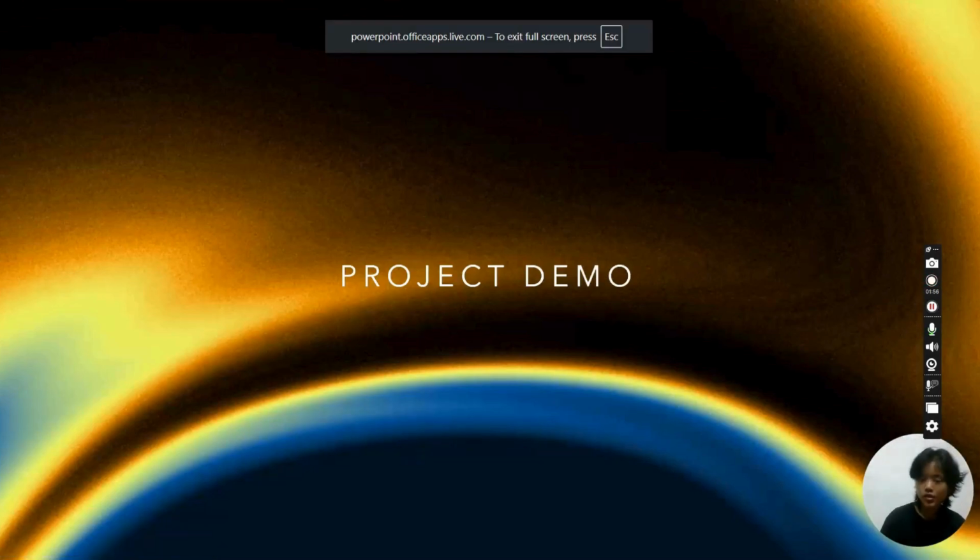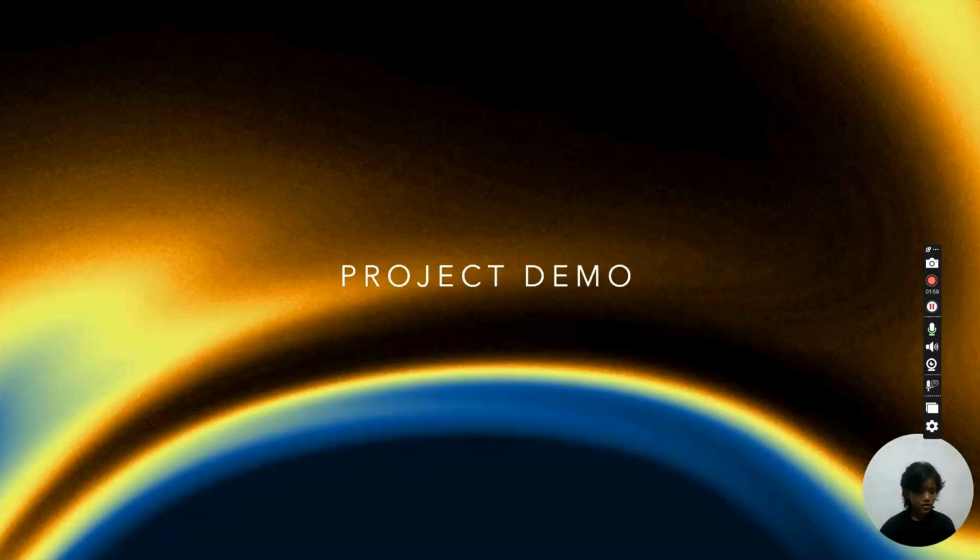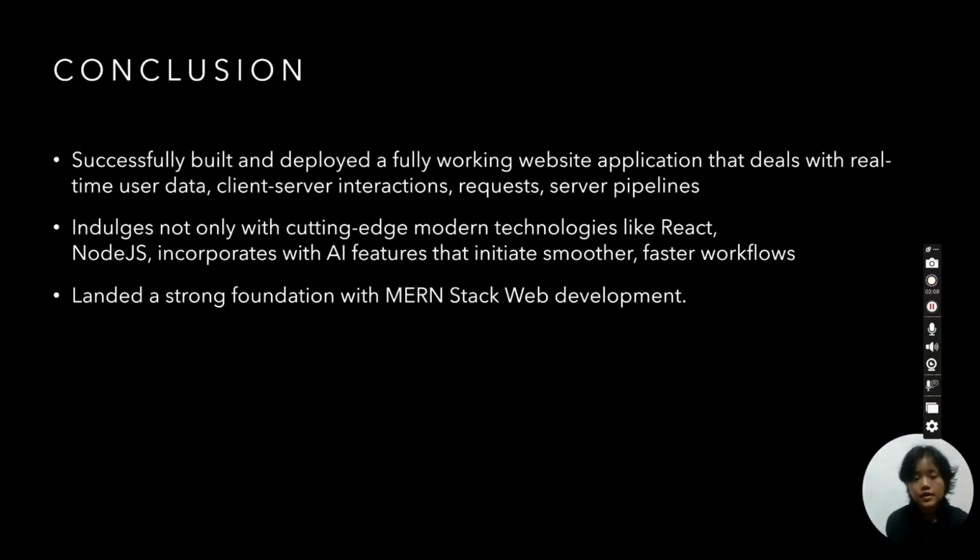And let's continue with the presentation, after the project demo that we have just seen. I hope you guys have a clear idea and a grasp of what the website looked like and how it was actually functioning, even behind the scenes. At the end, I would like to conclude: I just successfully built and deployed a fully working website application that deals with real-time user data. I was logging in, I was updating my carts, and all the client server interactions, requests, and also server pipelines. It deals not only with cutting edge modern technologies like React.